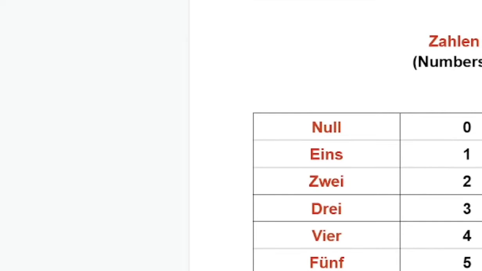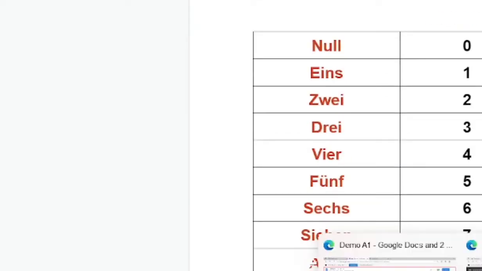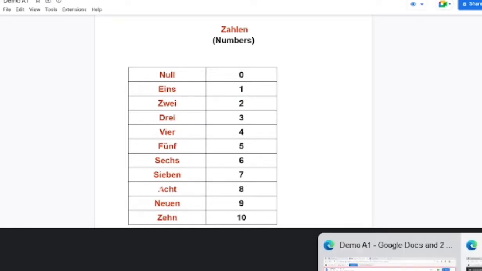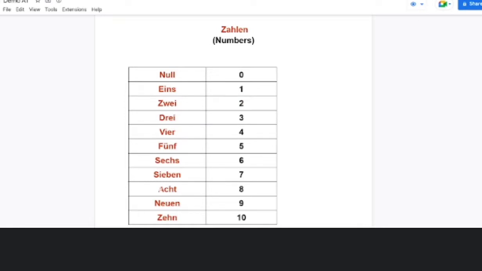Moving forward towards numbers. Numbers in German are called Zahlen. Repeat from 0. 0 is called Null. Null, 1, 2, 3, 4, 5, 6, 7, 8, 9, 10. Very good. Okay, you know numbers. And what is 12? Zwölf. Okay, and 74?